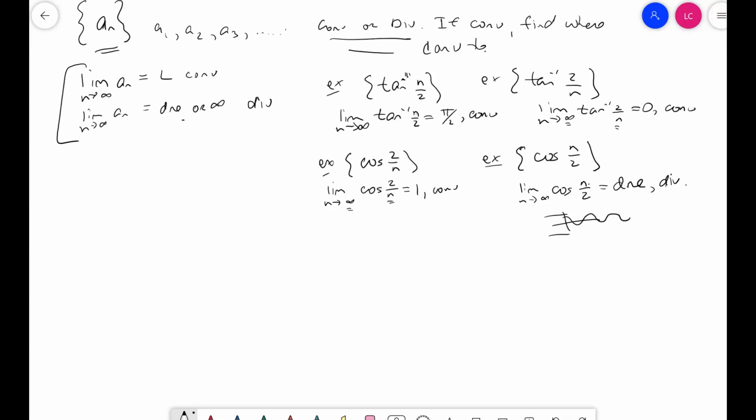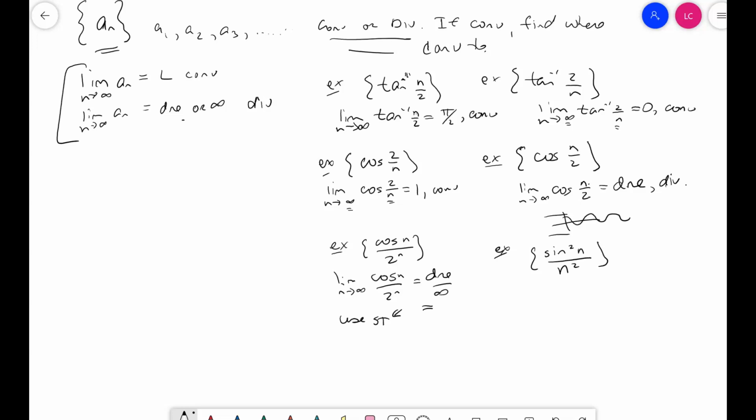Okay, so that's some trig things, and then you know that if you had something like cosine of n over 2 to the n, or sine squared of n over n squared, if you try to take the limit of this, you get DNE over infinity. That's a dead end. That tells you to use squeeze theorem, right? So then you start off with cosine of n is between 1 and negative 1. Then you divide everywhere by 2 to the n. And then you show, right, you have to write this out for me.